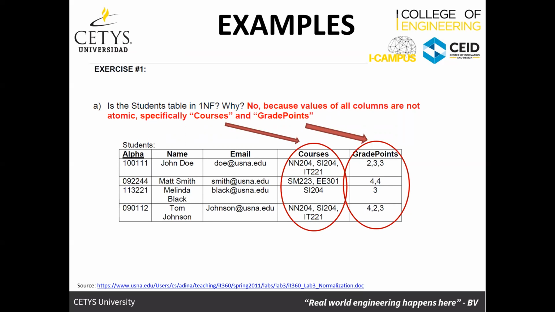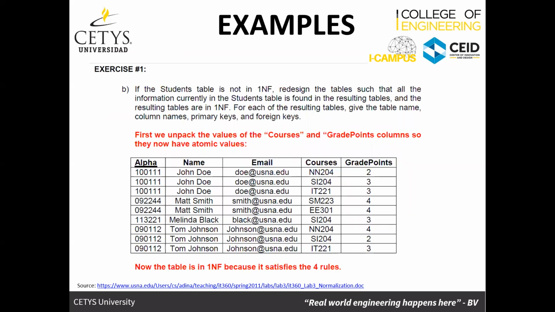So the first thing we're going to do is unpack those values and redesign the table, showing the corresponding relationships that Daniel mentioned that we couldn't identify in the original table. Now we're going to distribute the information and separate the courses, one into each row, and the grade points as well.